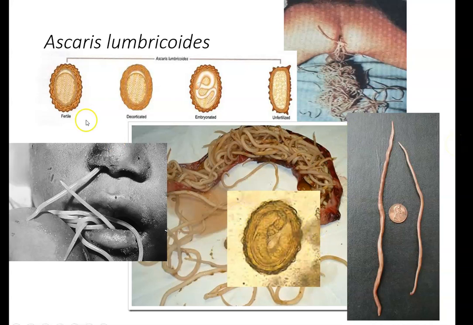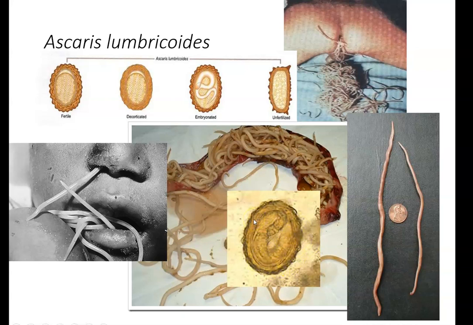But these are the eggs. Okay, this is a picture of the egg. So this is when it's fertile, and this is where we break down the outer coating, so it's decorticated. And then this is once it's fertilized and it's now got an embryo in it. And then this one is where there's not an embryo in it. As you can see from this one, you can see that thickened, rough exterior that's wavy. And then you see the little wormy guy inside. He's actually a fertilized, embryonated Ascaris egg.